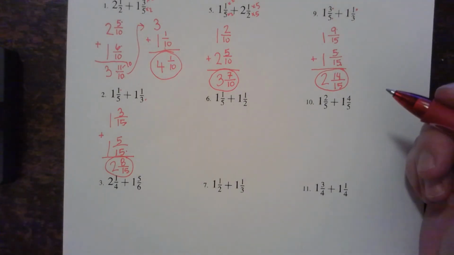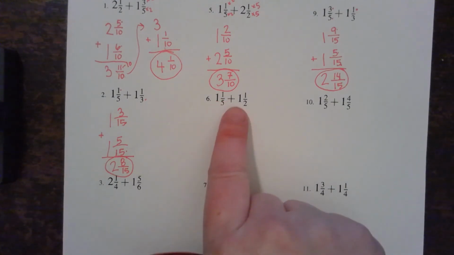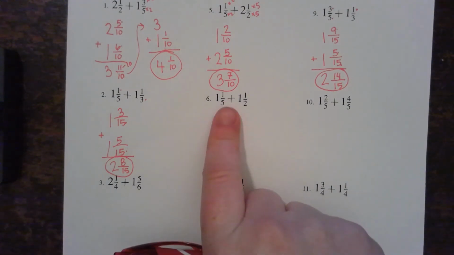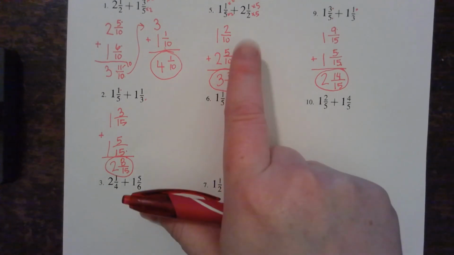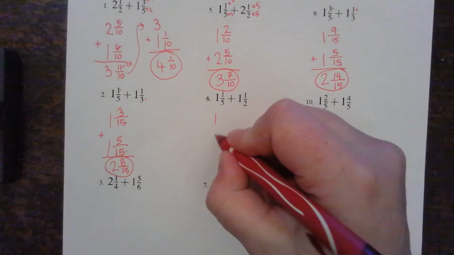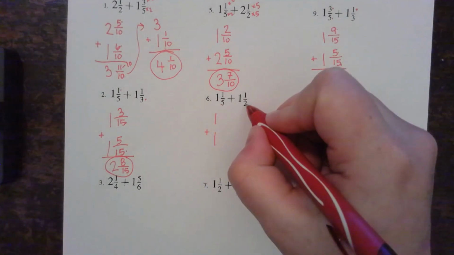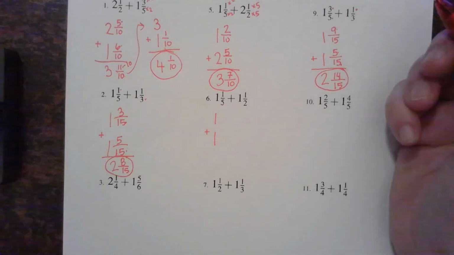All right, next one is 1 1/5 plus 1 1/2. Well, looky here. Same numbers. Okay, 1 plus 1. And then we have a 5 and a 2. And we know that the common denominator between a 5 and a 2 would be 10.